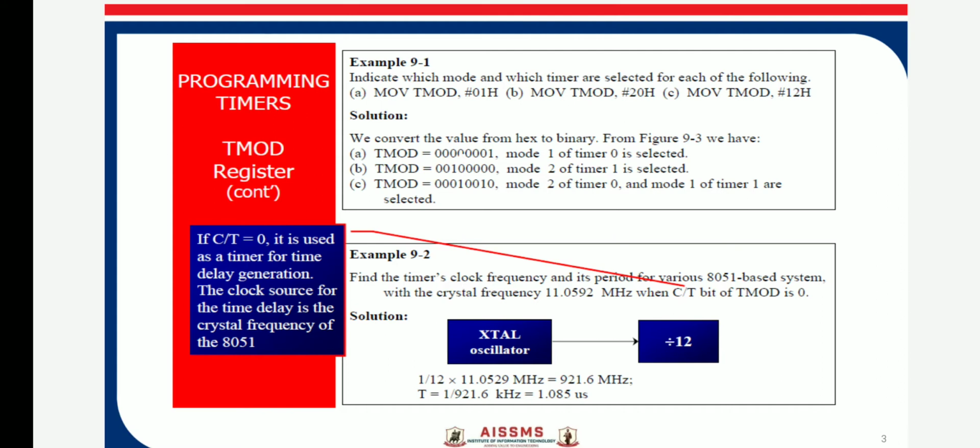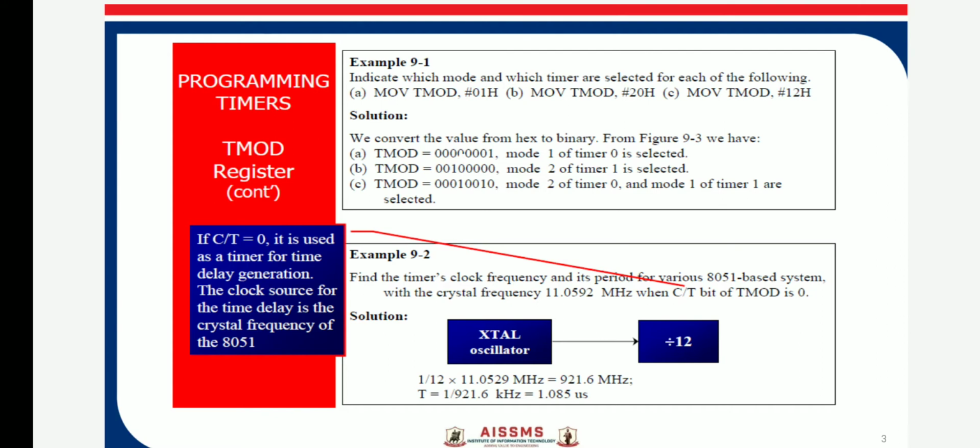#01 hex. In this one, in the TMOD register, the lower 4 bits are assigned for timer 0. In that lower 4 bits, the first 2 bits are used to represent the mode of the particular timer. So here, if we see this 01, these 2 bits specify the mode, so it is mode 1 and timer 0. In the second example, MOV TMOD, #20 hex.